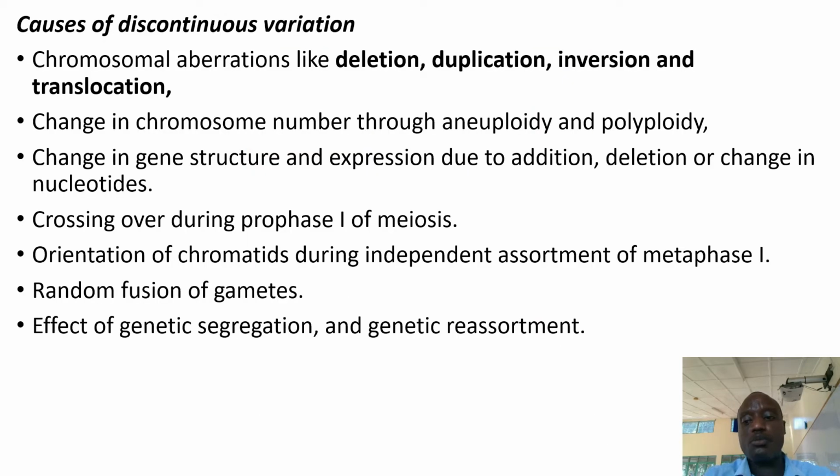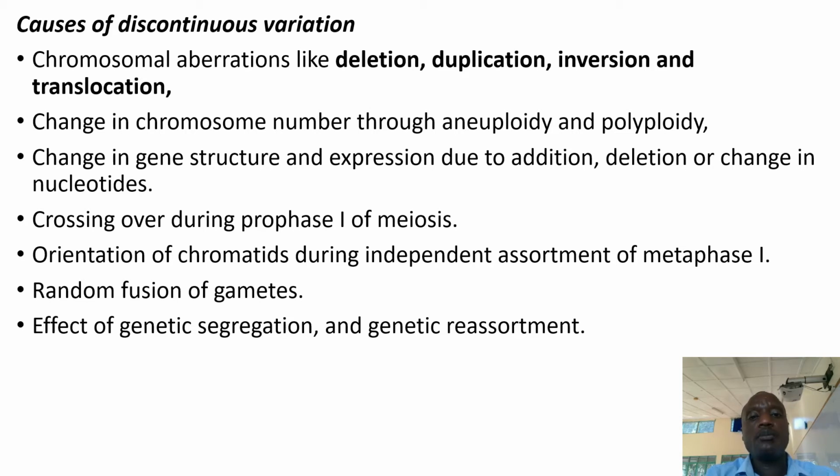So let us now move to the causes of discontinuous variation. Number 1, chromosomal aberration. We have different forms of chromosomal aberration: there is deletion, we have duplication, we have inversion, and again we have translocation. Then there is change in chromosomal number through aneuploidy and polyploidy.